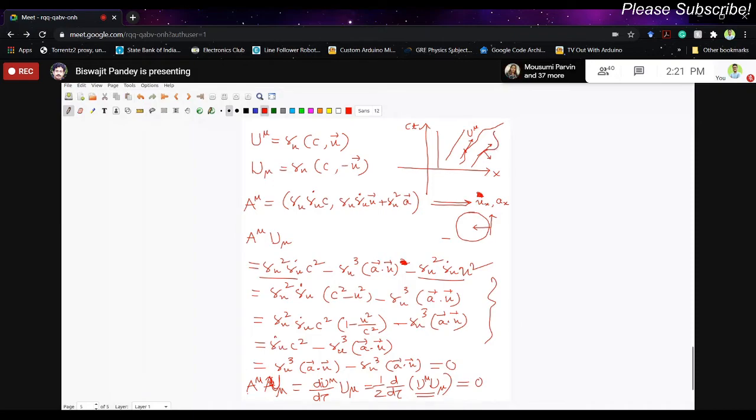Now suppose the world line moves like this and goes like this. Again, here the four velocity is tangential, right? The four acceleration will act along the curvature. The magnitude will depend on the curvature, and how large the acceleration is will depend on the curvature of the world line.